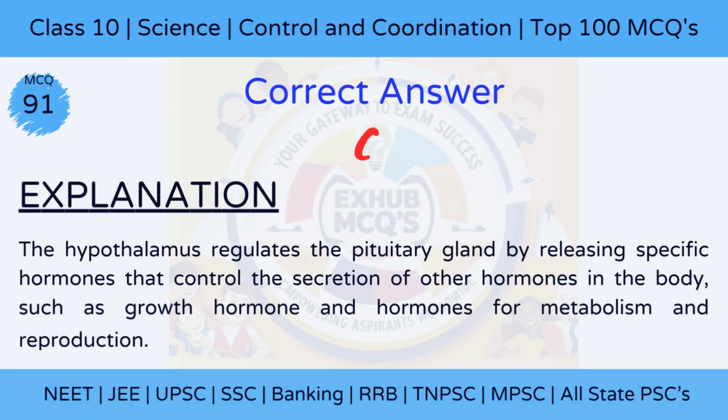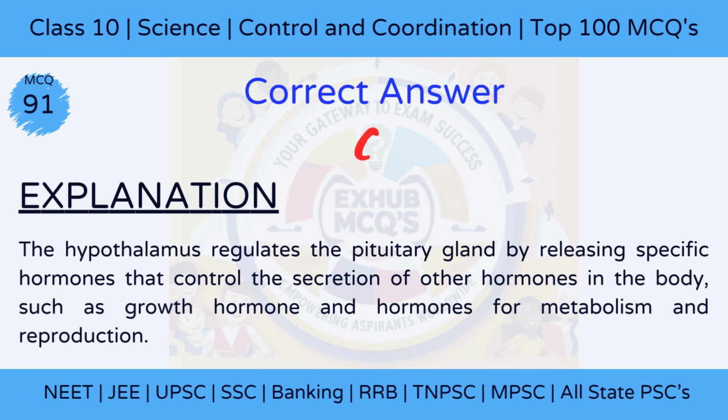The correct answer is option C, regulates the pituitary gland. Explanation: the hypothalamus regulates the pituitary gland by releasing specific hormones that control the secretion of other hormones in the body, such as growth hormone and hormones for metabolism and reproduction.